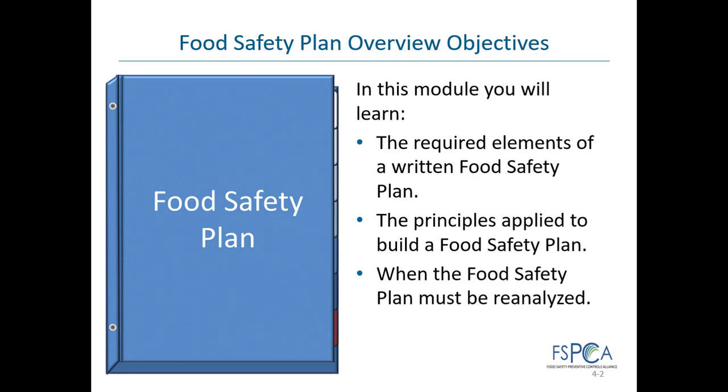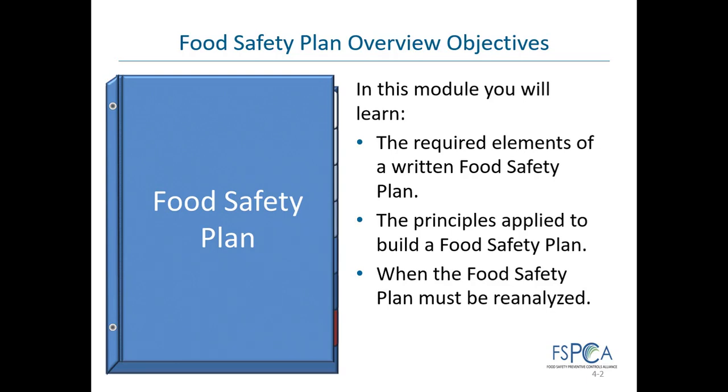So we have our chapter objectives here. We are going to be looking at the required elements in the food safety plan. I'm also going to have some suggestions for some things that are not required, but I think you may want to include anyways in your food safety plan, some suggested components, I suppose. So we'll talk about all of those components, and then we're also going to talk about the principles that are applied to build a food safety plan.